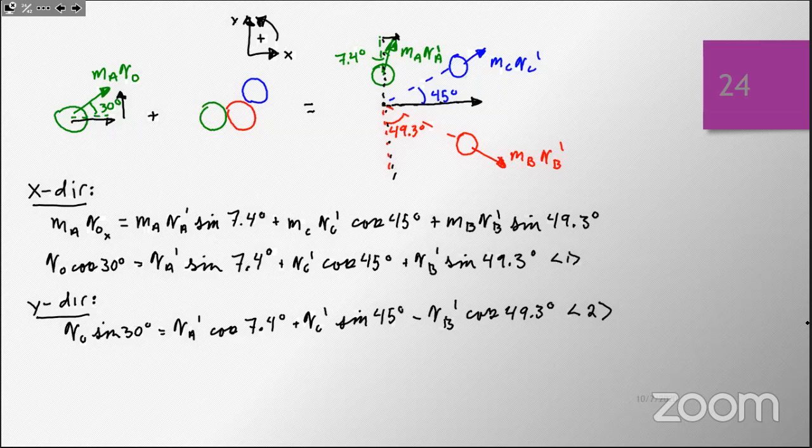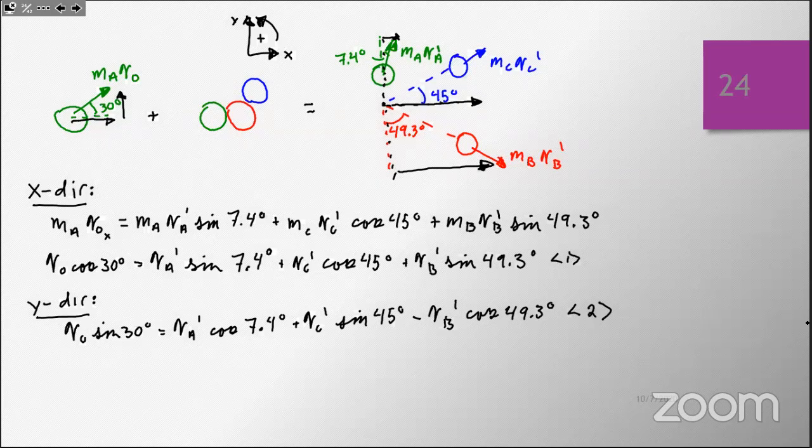This guy down here, that's going to be what? That's cosine 45 degrees for C. And for B, we're using this guy down here. I'm using cosine of 49. I'm sorry, sine of 49.3. Sine. So I'm left with this, right? I know V naught C. I know V naught. I know VC, but I don't know VA and VB. So I need another equation, right? We can get that from our y direction.